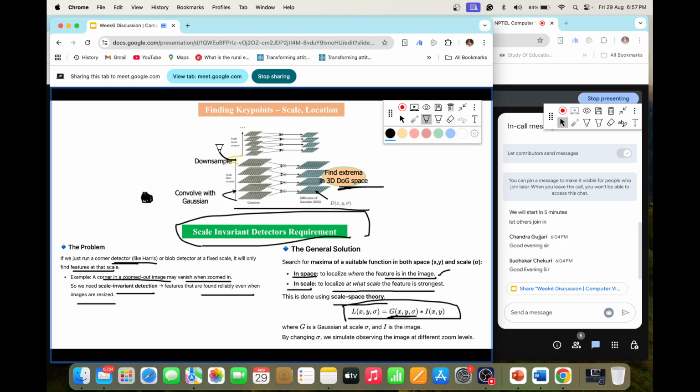The second thing is we are also scaling the image. You can see the size of this patch is half of the size of this patch. So we are again scaling the image. Two things we are doing: we apply the Gaussian operator to get effects like blur, and then we scale the image. This is known as scale space theory. We do the blur to localize where the feature is in the image, and then we do the scaling of it.